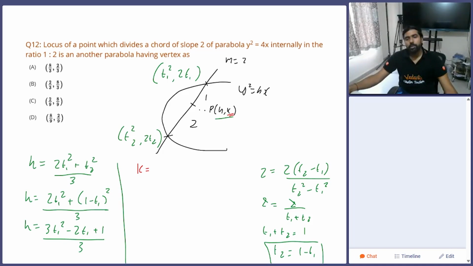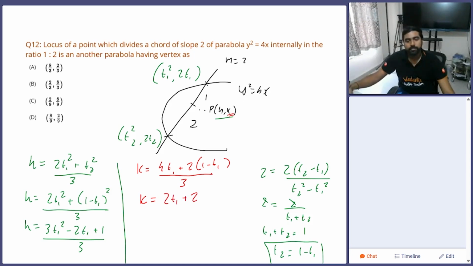K coordinate will be equal to 2 into 2T1, that is 4T1 plus 2T2, divided by again 3 over here. In this case also, T1 ki jagah, T2 ki jagah I will put 1 minus T2 ki jagah 1 minus T1. So what does this become? K will be equal to 4T1 minus 2T1, that is 2T1 plus 2, divided by 3 wala format over here.